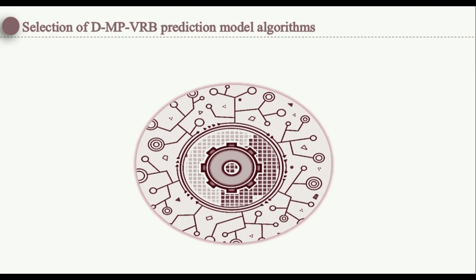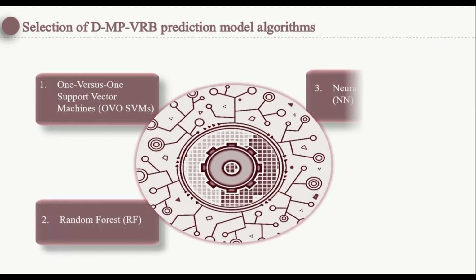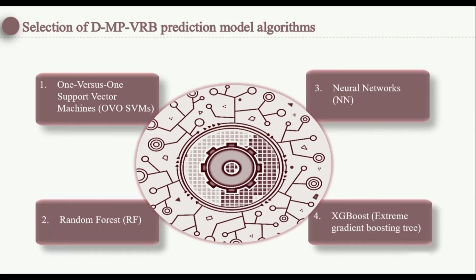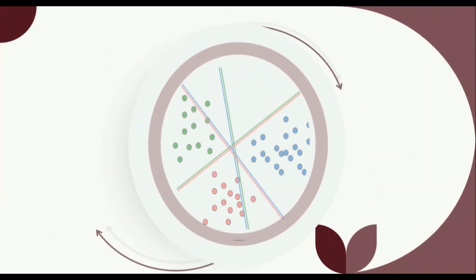The paper emphasizes the potential of machine learning in interpreting reservoir characteristics during drilling and highlights that the effectiveness of algorithms depends on factors such as sample data quantity and feature parameter types. For D-MP-VRB prediction, the paper selects algorithms including 1 versus 1 support vector machines, random forest, neural networks, and extreme gradient boosting trees, beginning with 1 versus 1 support vector machines.